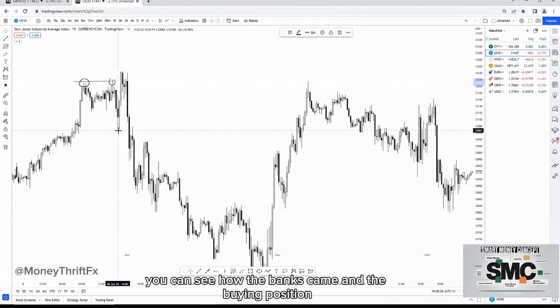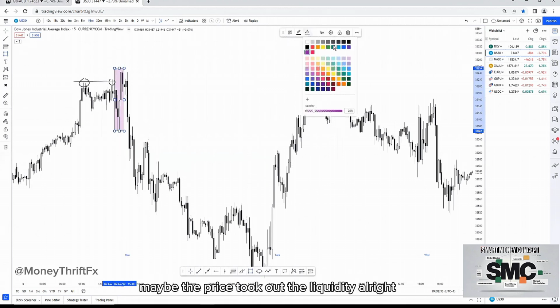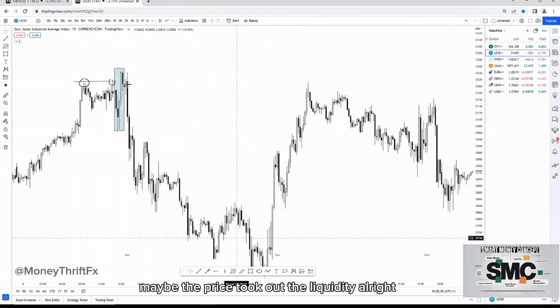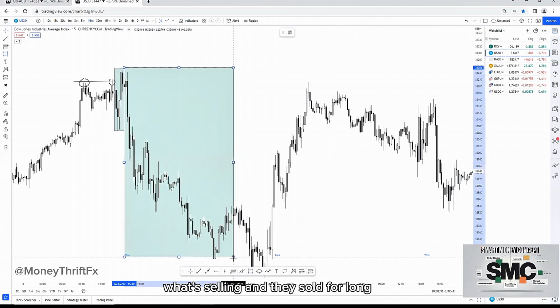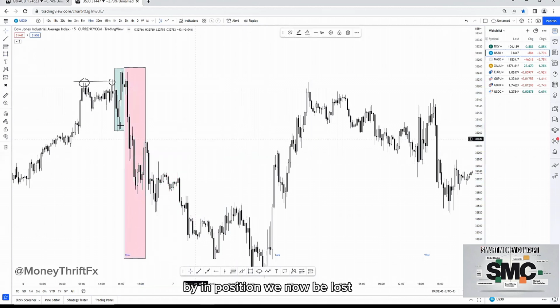So you can see how the banks came and entered a buying position from here to capture their liquidity. Immediately price took out their liquidity, the banks started selling, and they sold for long. But that initial buying position will now be in loss.